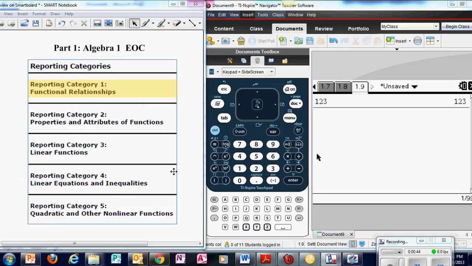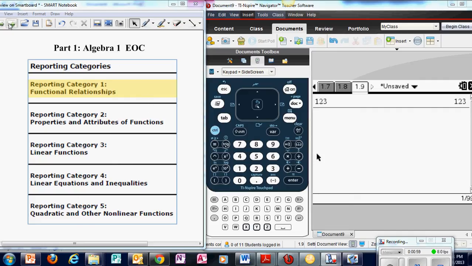The Algebra 1 EOC is broken down into 5 categories. We're going to focus on one category at a time, so I'm going to break this down into at least 5 segments because I don't want the video to be too long. So this first one is on functional relationships.